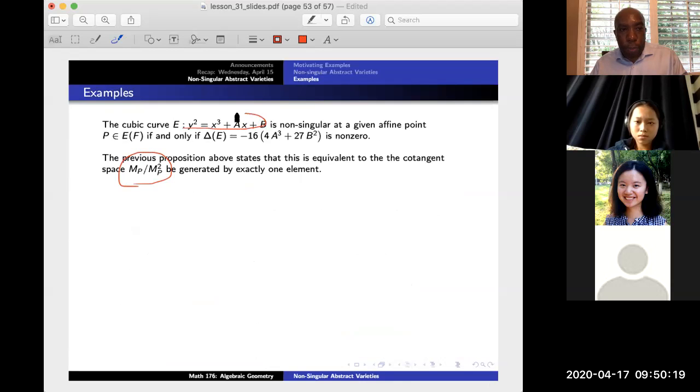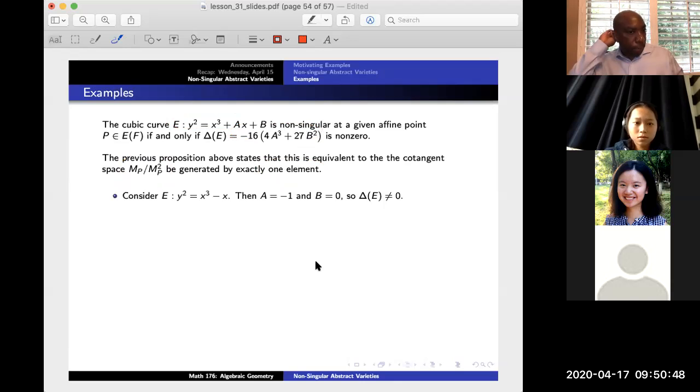My cubic curve is non-singular if and only if this discriminant is non-zero. It's non-singular, according to the previous proposition, if and only if this vector space here is generated by exactly one element, right? Namely that it's one dimensional. Right, so that's what I want to remember. Non-singular means this cotangent space is generated by exactly one element. So let's maybe just try to run through a couple of examples here.